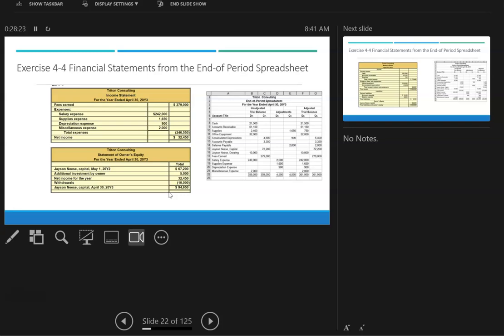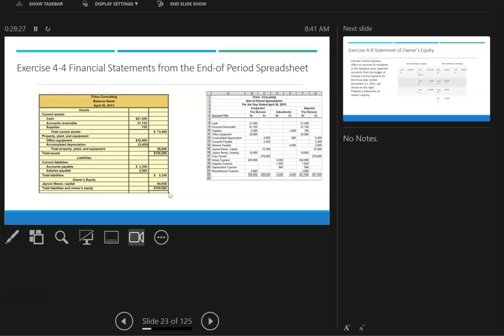We need the statement of owner's equity in order to complete the balance sheet. So in the balance sheet, we're going to take all of our assets. We're going to start with our current assets: cash, accounts receivable, and supplies. We total our current assets. Then we take our property, plant, and equipment, which will be office equipment and the accumulated depreciation. We keep them together.